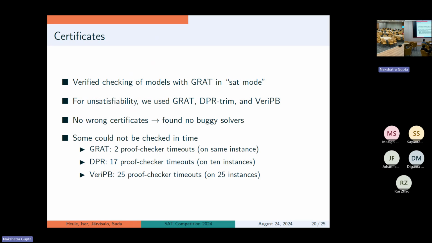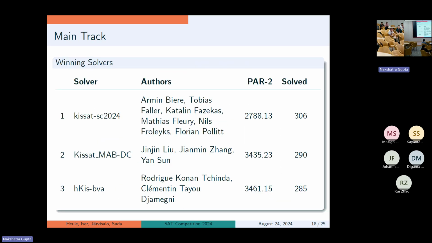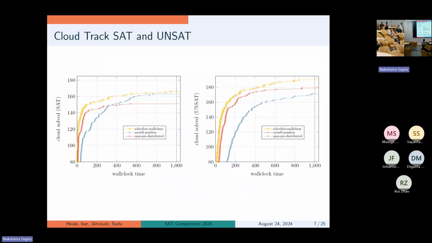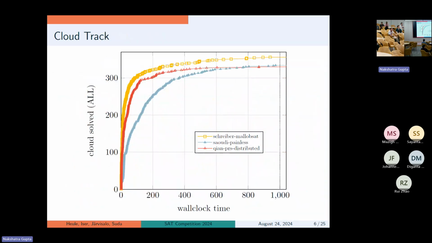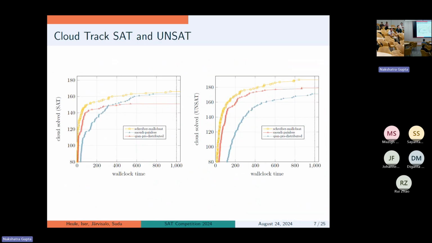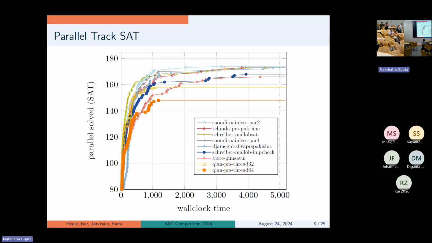Dominic? If we're on the topic of proofs, the MallobImpCheck was actually running on-the-fly LRAT checking next to it, which checks every single clause and additionally confirms that with the use of signatures. I think it would be cool if we could find some way, maybe with other proof experts, to get proofs into the parallel track or even the cloud track.